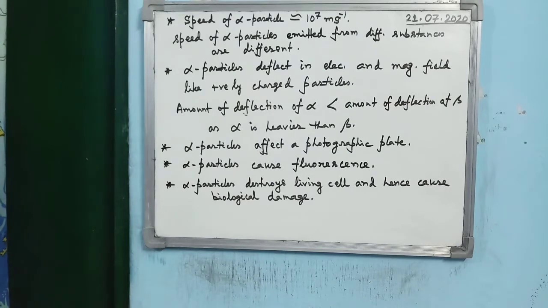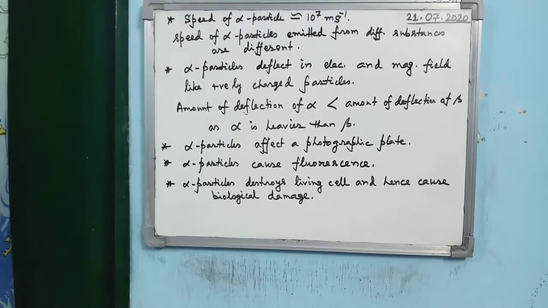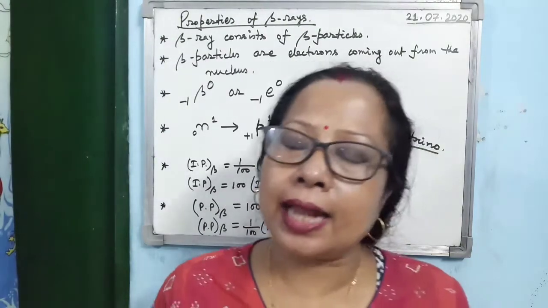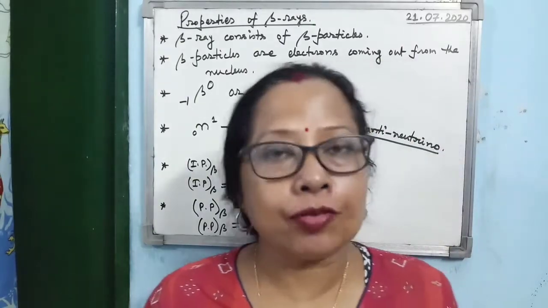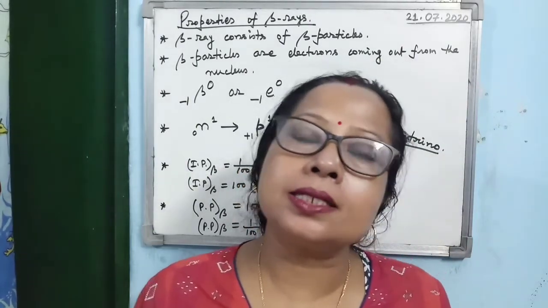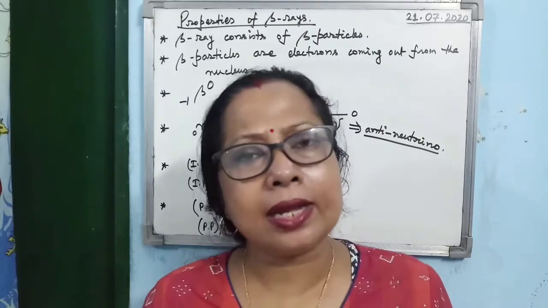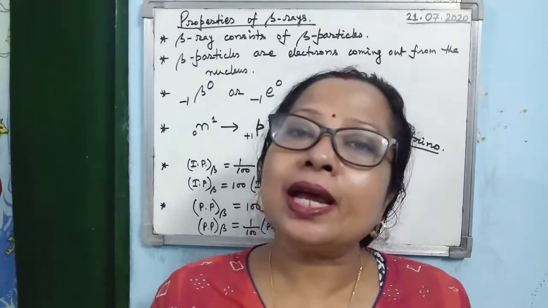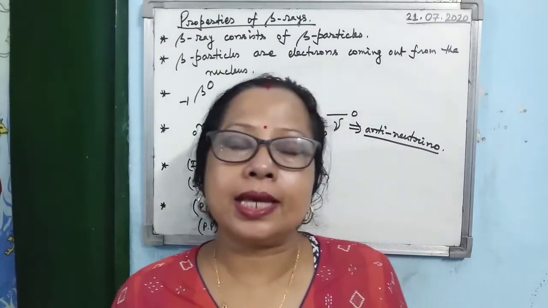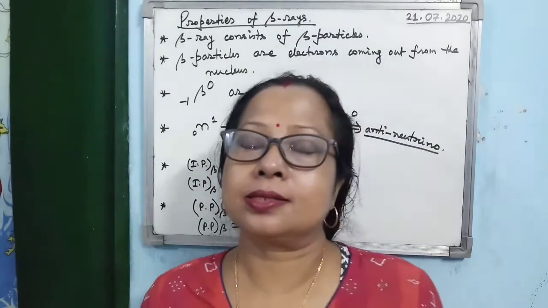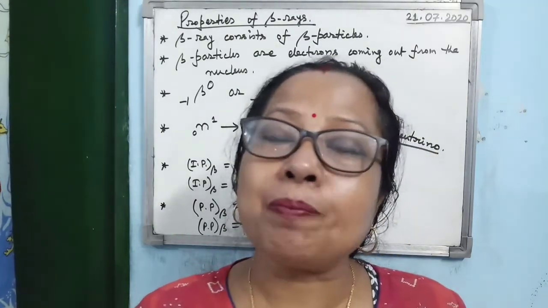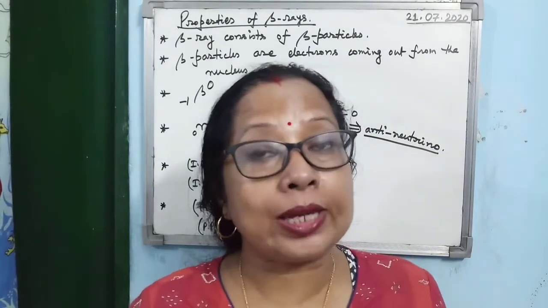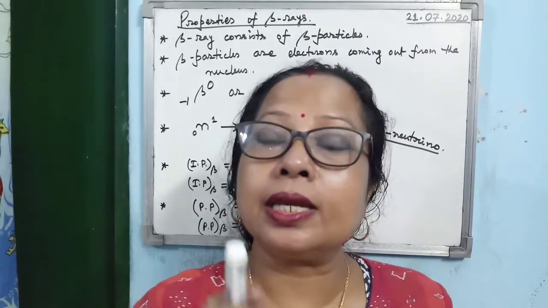Then next comes the properties of beta rays. Now beta rays, unlike alpha rays, consist of particles, and those particles are known as beta particles. Very interesting, beta ray. I hope you will enjoy it. So what are beta particles? Beta particles are nothing but electrons, but the electrons which are coming out from the nucleus.